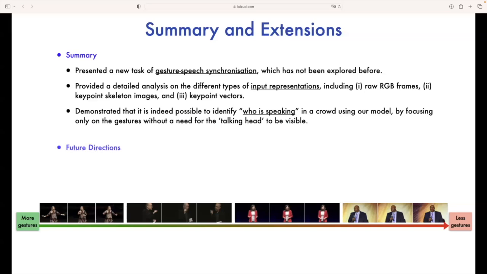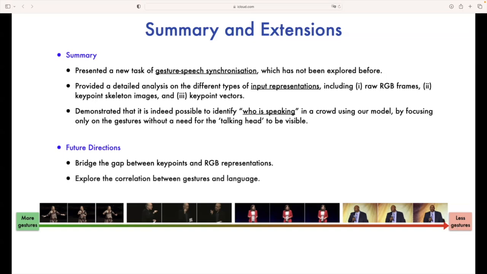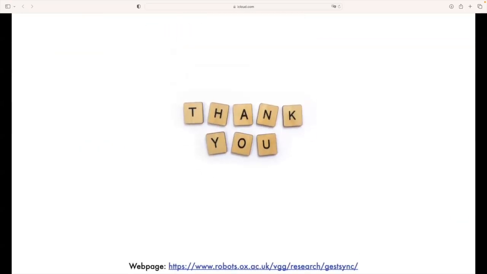So there are several interesting future directions that can be explored. On the architecture side, we saw that there is an obvious gap between the key points and RGB representation. So bridging this gap would be the next step. And in this current work, we are trying to explore the correlation between gestures and speech. But then exploring the correlation between gestures and language will also be a very interesting future direction that we can look into. So yeah, that was it.